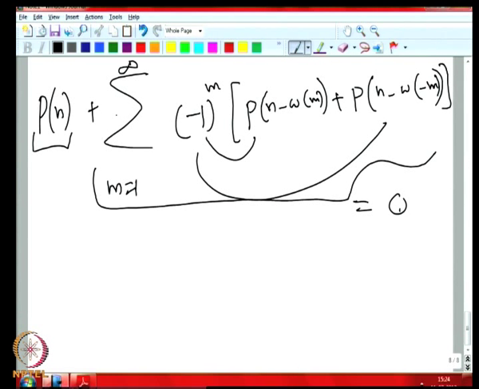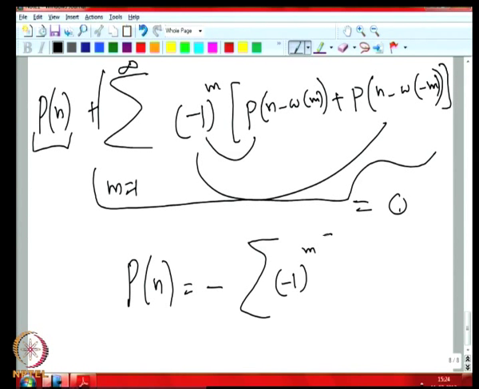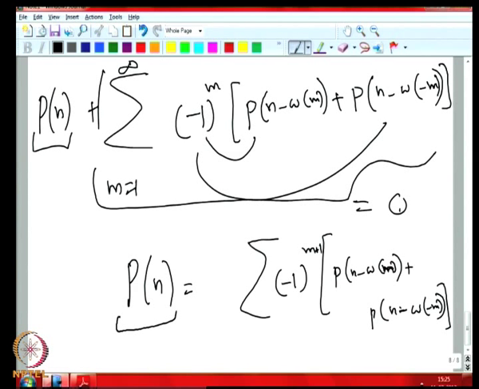So, now we can take this entire portion to the other side. So, we get p of n is equal to minus of this one, minus 1 raised to m into p of n minus omega of m plus p of n minus omega of minus m. This is what we will get. But then this minus can go inside and make it minus 1 raised to m plus 1 into p of n minus. So what is so good about it? So this goes from m equal to 1 to infinity.